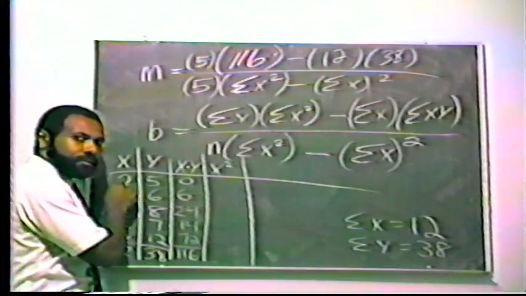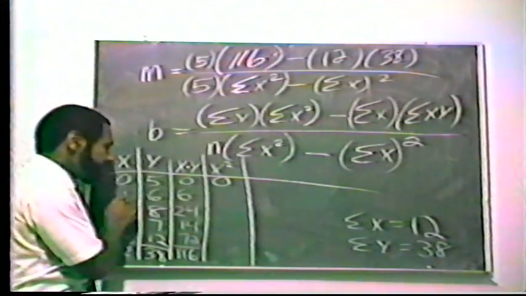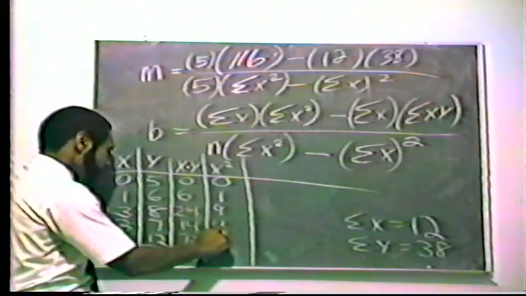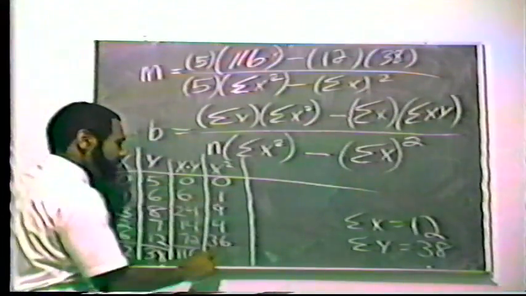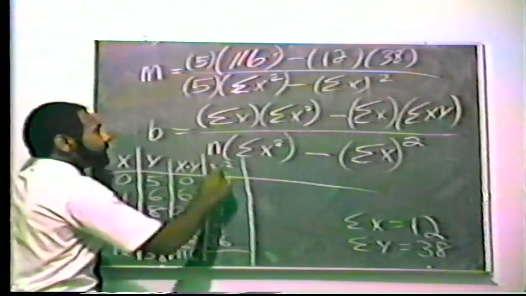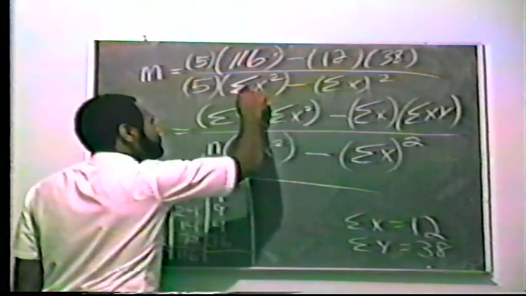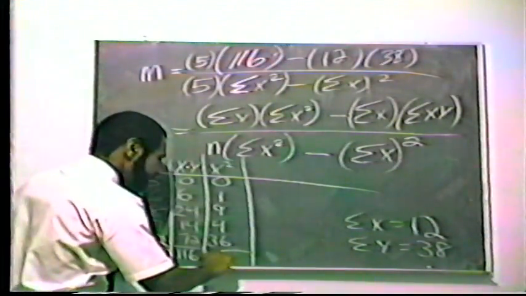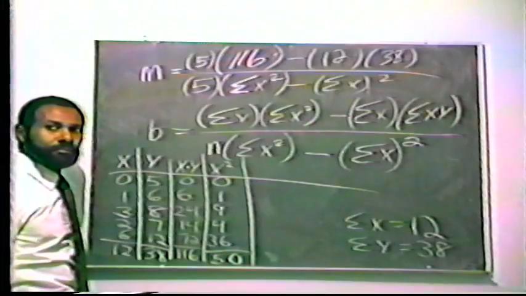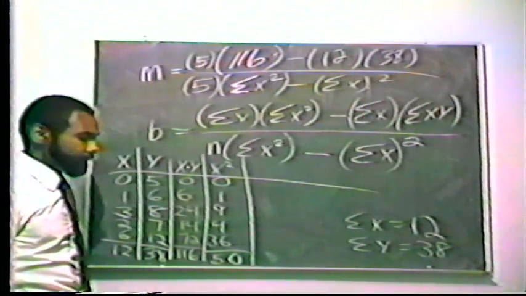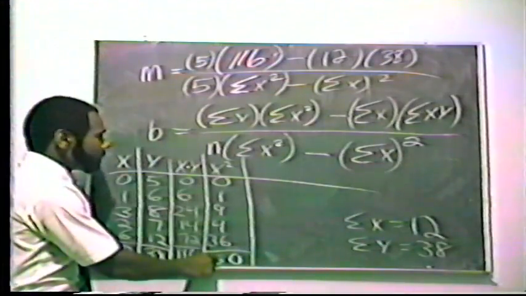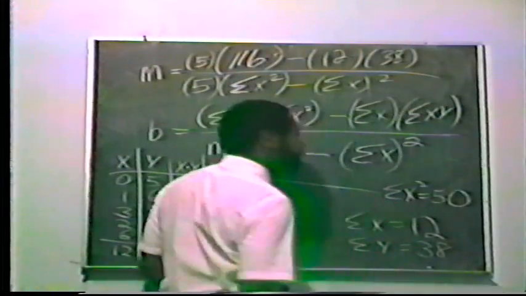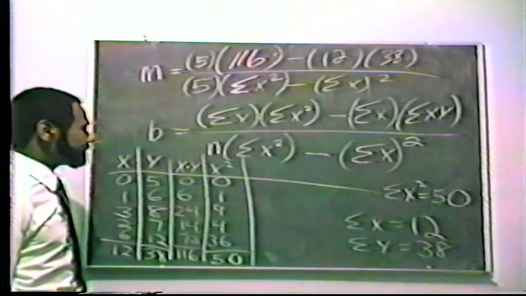The first x is 0. 0 squared is 0. Next x is 1. 1 squared is 1. 3 squared is 9. 2 squared is 4. 6 squared is 36. And of course, the summation sign tells us that we have to sum or add those squares together. We add those squares together, and we get 50. The 50 represents the summation of x squared. Summation of x squared is 50.